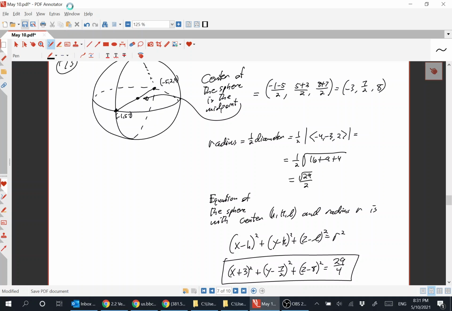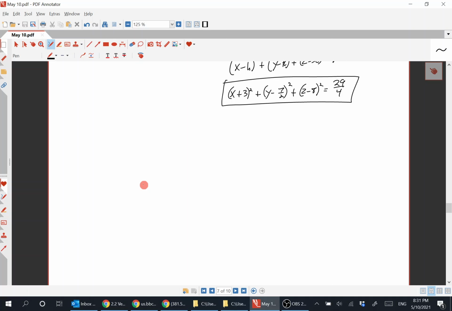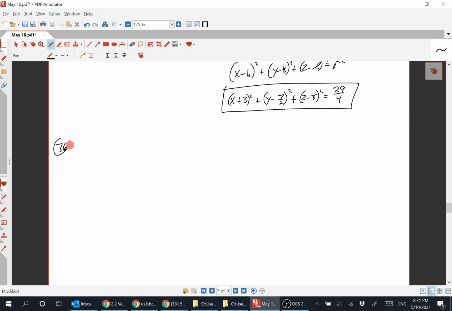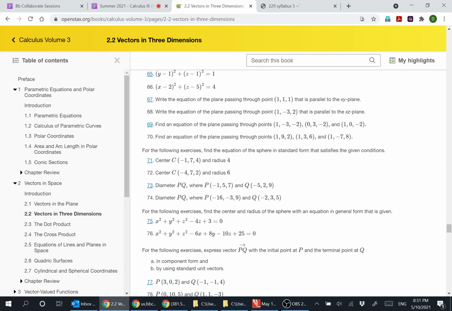So 73, 76. With 76, well, that was an example I did during the lecture. Find the center and radius of the sphere with this equation by transforming it into general form. So let's do 75 and give that one a try on your own.